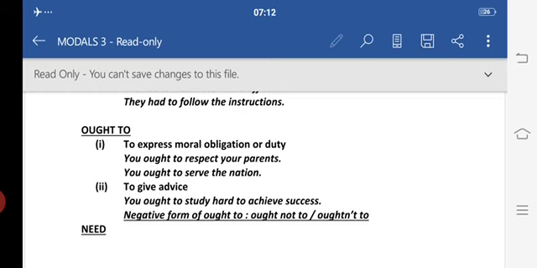You have seen that we mostly use should in place of ought to. It is similar, both are similar in meaning. We can use ought to as well as should in any sentence. Both are similar in meaning. Ought to is a little bit formal as compared to should. Should is more common, so we use should in place of ought to mostly.